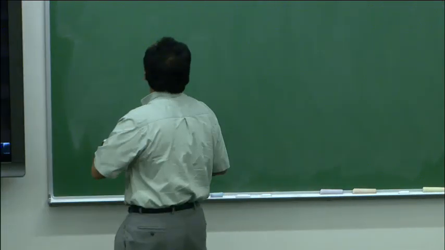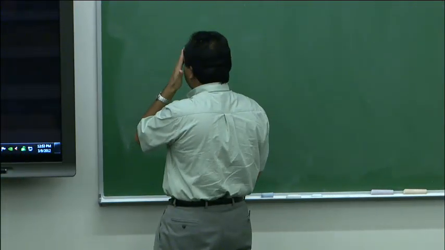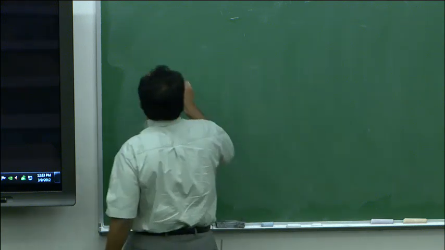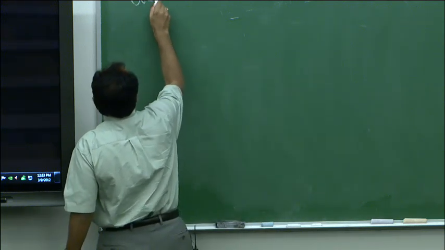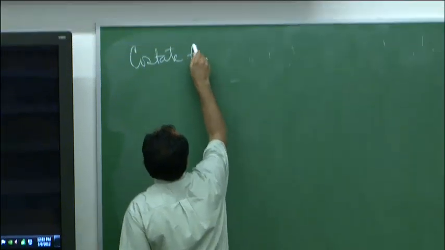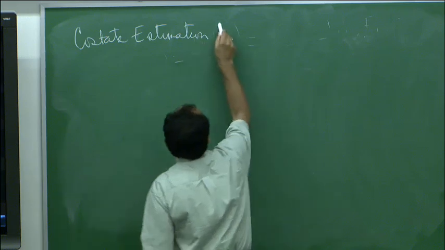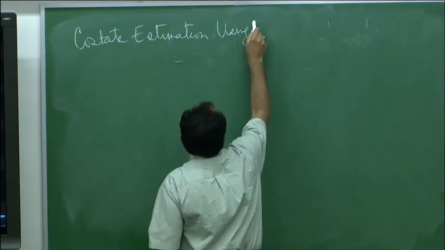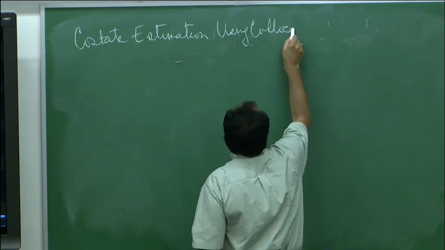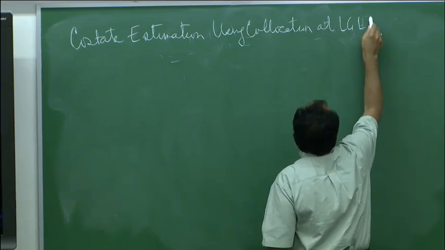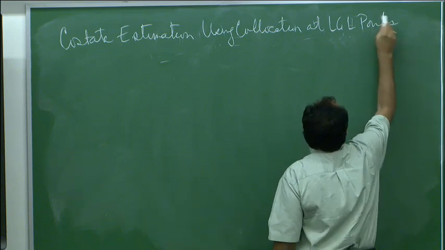All right, so today we're going to complete this picture of co-state estimation using pseudospectral methods. Today we're going to talk about co-state estimation using collocation at LGL points. This is the last of the three.